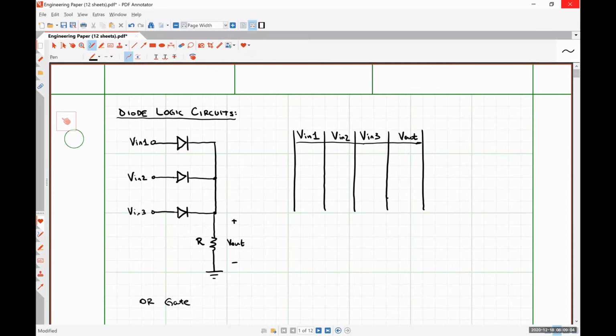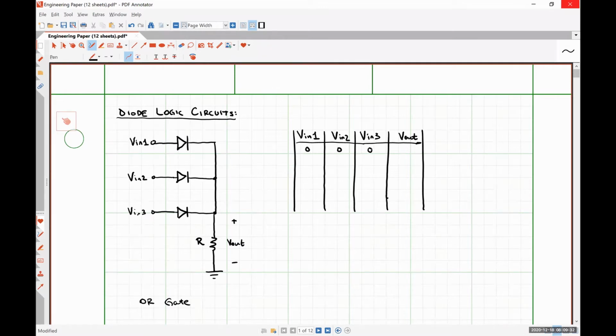All right, so let's say that I had a digital low signal applied to each of my three inputs. All right, so 0 volts, or really any voltage that's less than VD on. What is going to happen here? Anybody got any ideas?